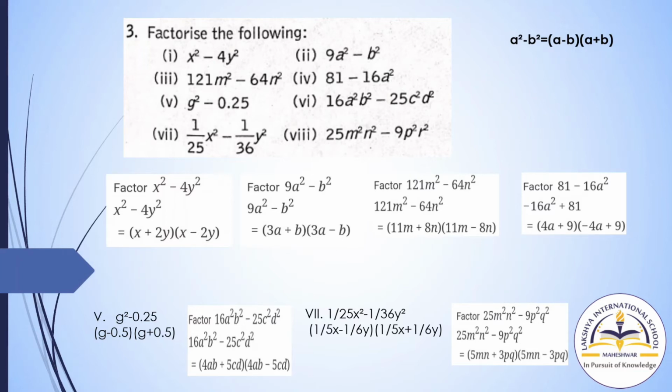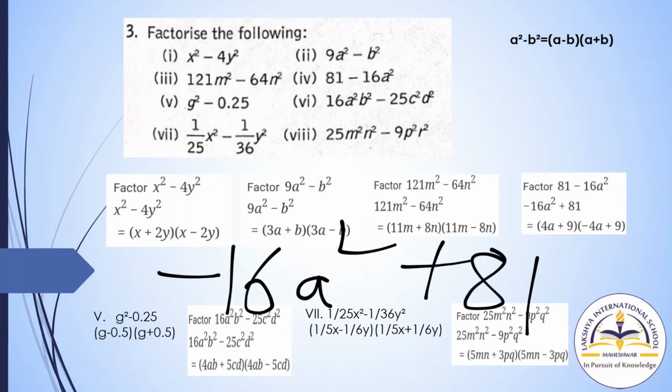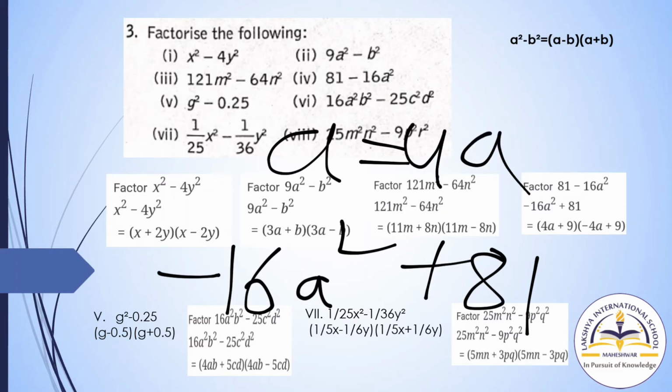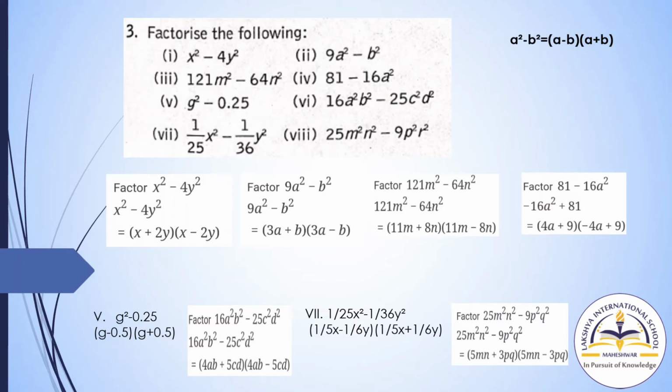Okay, now we will solve question number 4, that is 81 minus 16a square. Now first we will write minus 16a square, then 81. Now you just see a equals 4a is there and b equals 9 is there. It means what will be the answer? 4a minus 9 and 4a plus 9. This will be the answer. Now on the basis of this you have to solve the next questions.